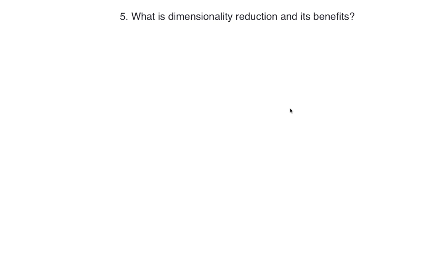All right, let's see the fifth and last question in this video. The question is, what is dimensionality reduction and its benefits? Dimensionality reduction means reducing the total number of dimensions in a data set. For example, let's say you have data which has 300 classes. If you have 300 classes, it is not always guaranteed that you are going to get a better result.